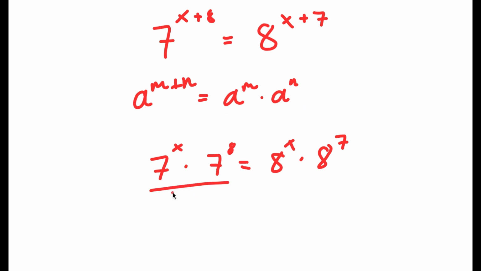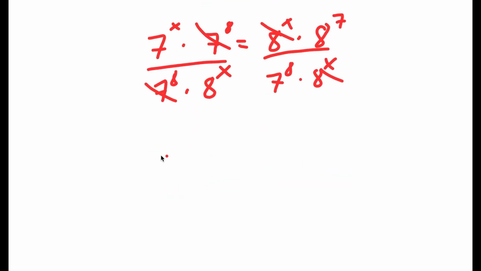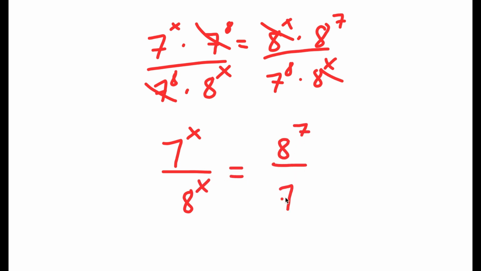Now, I'm going to divide both sides by 7 to the power of 8 times 8 to the power of x. So then on my left-hand side, both 7 to the power of 8's cancel out, and on my right-hand side, both 8 to the power of x's cancel out. So now I'm going to be left with 7 to the power of x over 8 to the power of x is equal to 8 to the power of 7 over 7 to the power of 8.